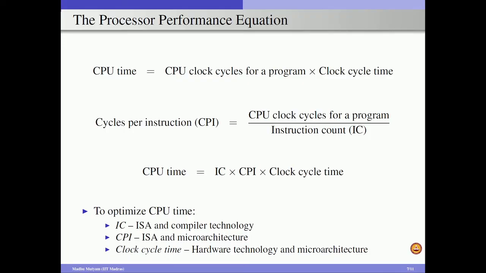Clock cycle time depends on the hardware technology and the microarchitecture. So this effectively shows that each of these components is determined by multiple different components. So we have to intelligently optimize these things without having a significant impact on the other components. Then only we can improve the overall performance of the system. So we know that CPU time is equal to the product of IC, CPI and clock cycle time.